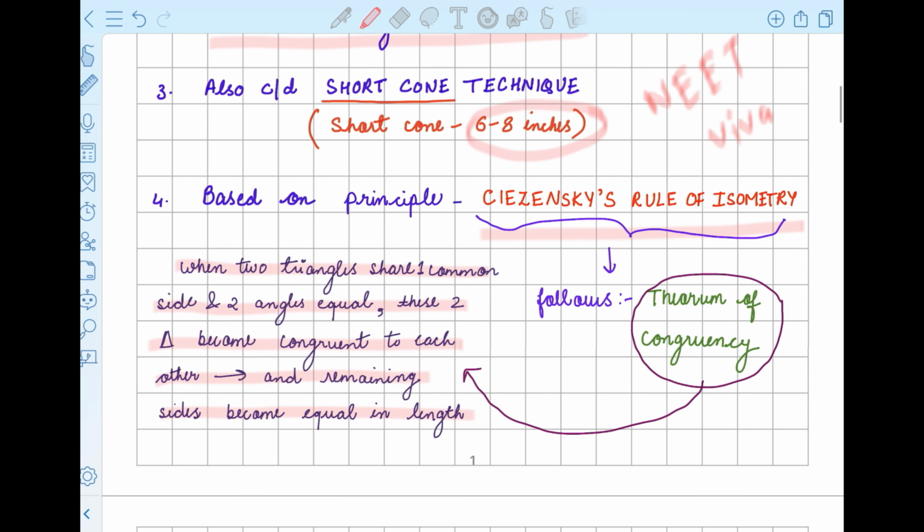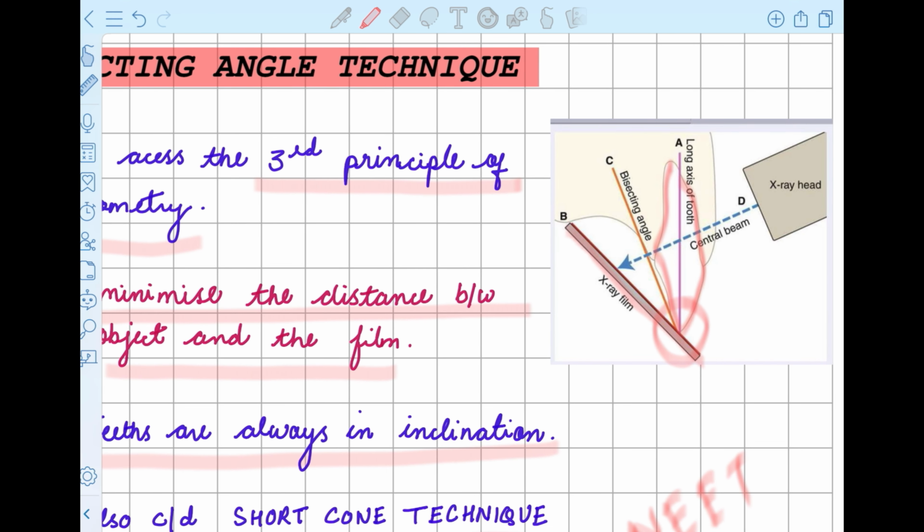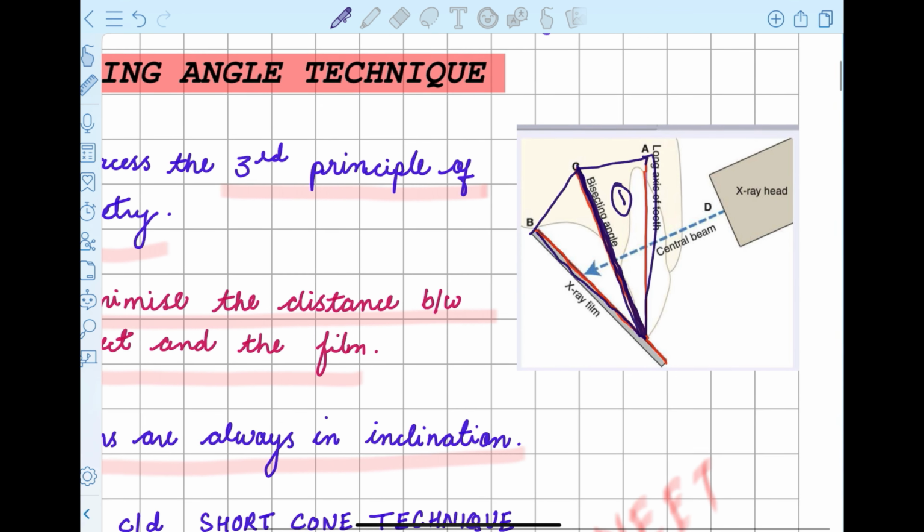And this Cieszynski's rule of isometry follows the theorem of congruency. Now let's see what is the theorem of congruency. When two triangles share one common side, look into the picture. Suppose we draw a line along the long axis of the tooth, and this is the line AB we have drawn on the long axis of the X-ray film. And if we divide these two lines, the common side is the bisector.